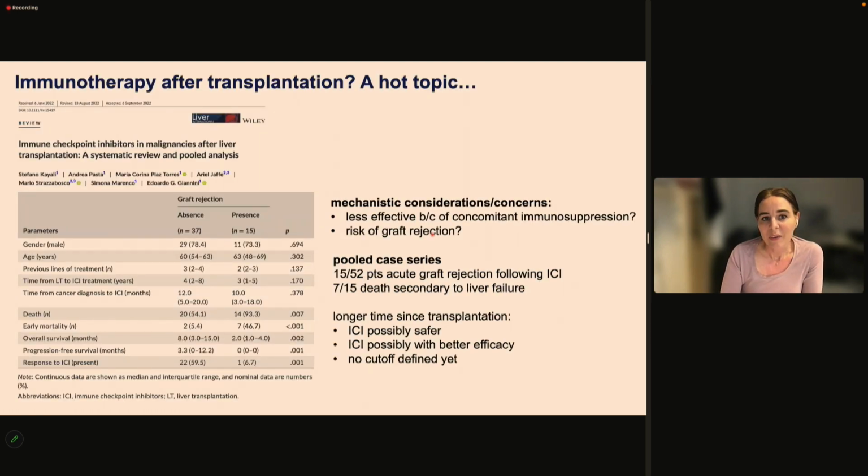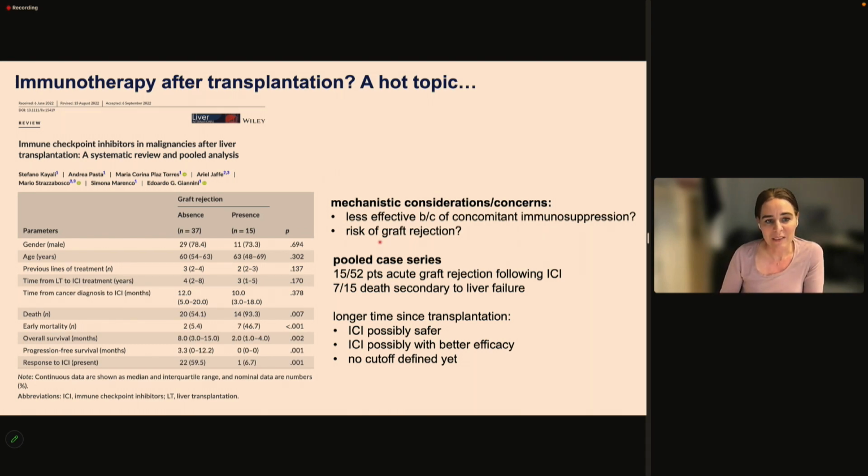In that scenario, the key is really the transplantation I wanted to point you at, because immunotherapy after transplantation is still currently a hot topic. And thinking about immunotherapy after transplantation, there are some key mechanistic considerations and concerns: first, that immunotherapy may just be less effective because of the immunosuppression. And there's also a potential risk of graft rejection. Just how high is this risk of graft rejection? There are thus far only some pooled case series and single case series.